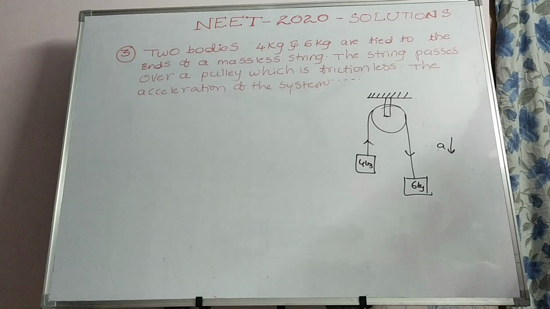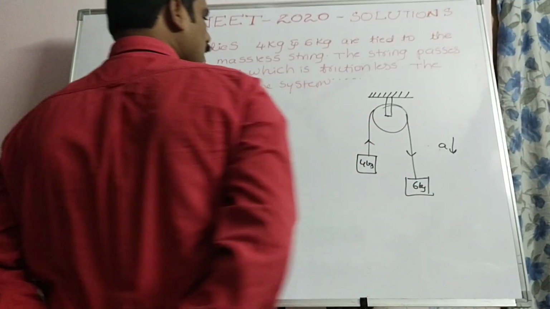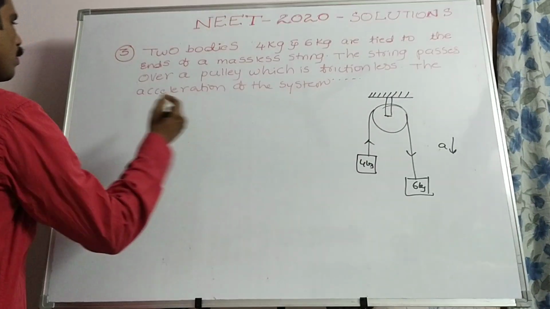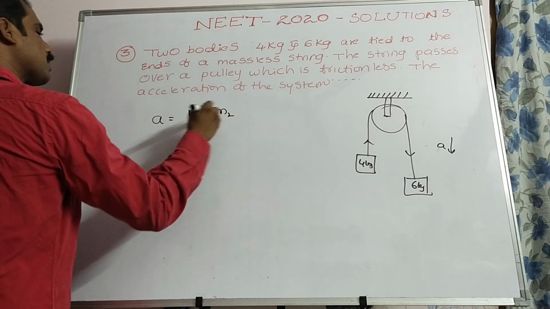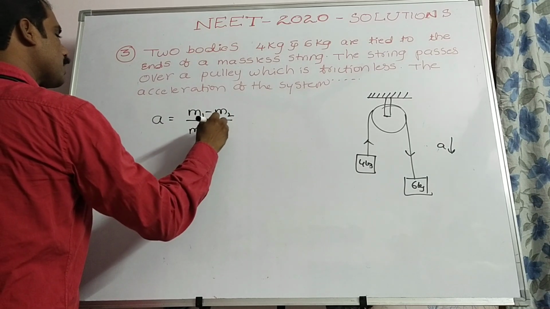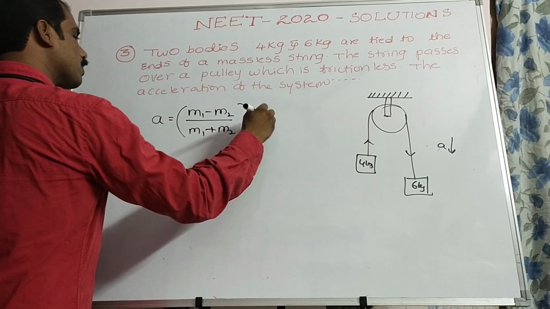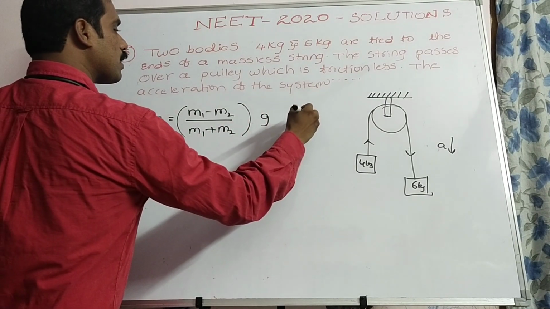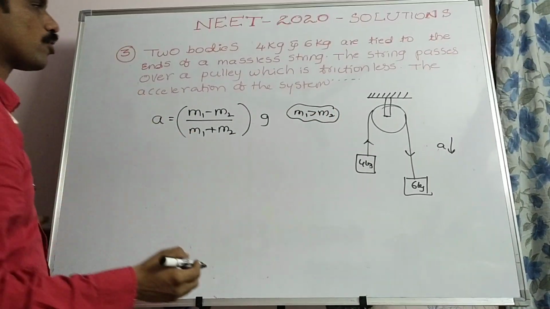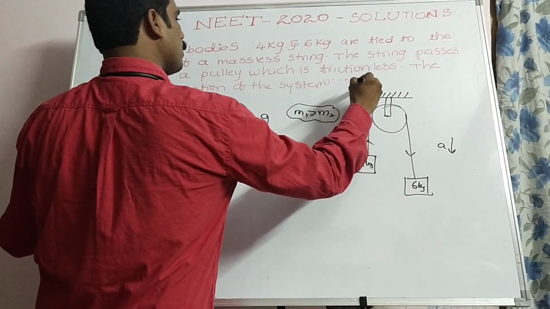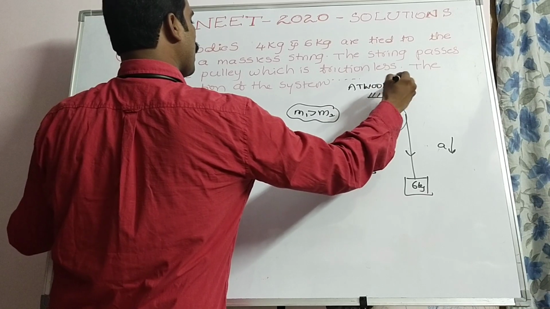Here we have two bodies, 4 kg and 6 kg, tied to the ends of a massless string. The string passes over a frictionless pulley. The acceleration of the system is? We know the expression for acceleration is m1 minus m2 by m1 plus m2 into g, as m1 is greater than m2. This is the Atwood's machine.